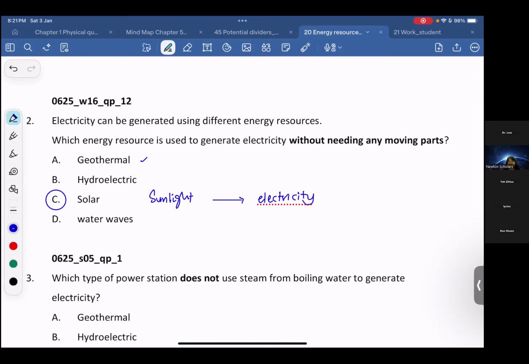The turbine and the generator are moving. Hydroelectric is also the same. Water flows down, turns the turbine, turns the generator. Water waves also, at the end, turn the turbine, turn the generator. Only C. Without needing any moving part, it can straight away get the electricity.